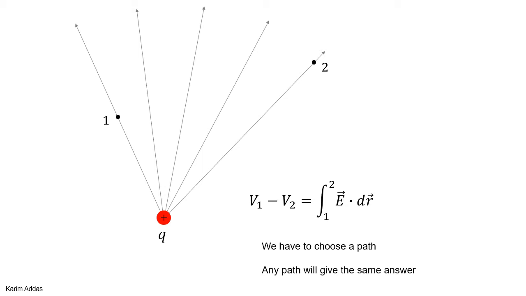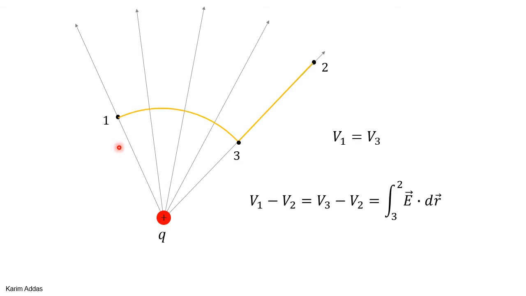In this file, it's the easy way of doing it because we can just choose to move from point 1 to point 3, moving always perpendicular to the electric field. That means we're moving on an arc of a circle. So if you move on an arc of a circle perpendicular to the electric field always, then the potential at 1 is the same as the potential at 3. Remember, we talked about this idea before. So basically what we want then is the potential difference between point 3 and point 2.